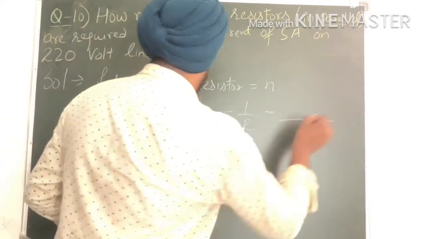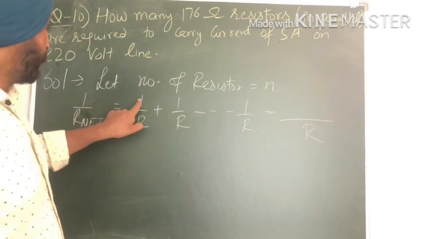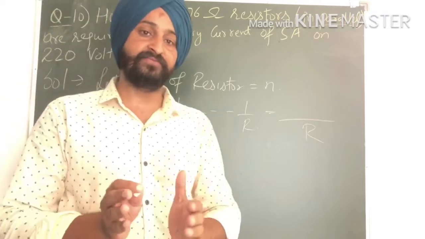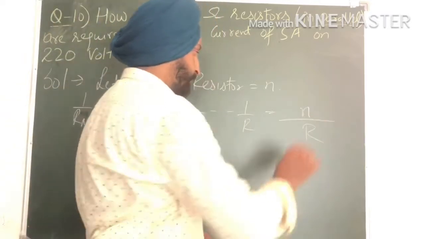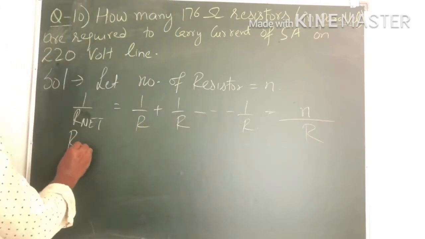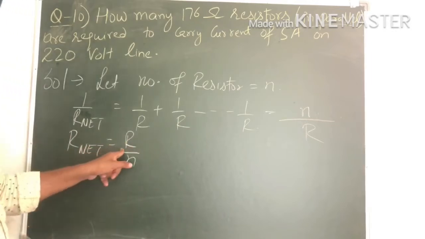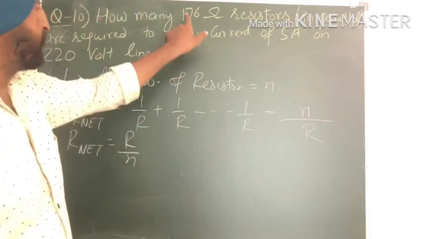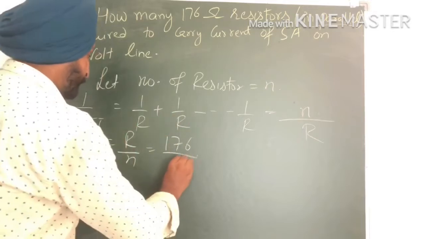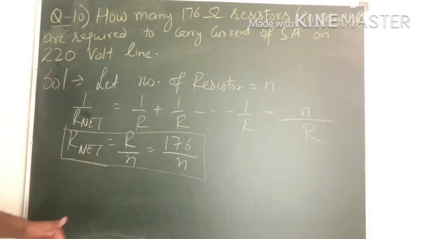So from here LCM would be R, and here we have 1 plus 1 plus 1 up to n. Fine. So when you are adding n ones, you will get n over here. So our 1 by net resistance is n by R. So our net resistance would be equal to R by n. And what is R? R is resistance of each resistor, which is 176 ohm. So it would be 176 over n. So our net resistance is equal to 176 by n.